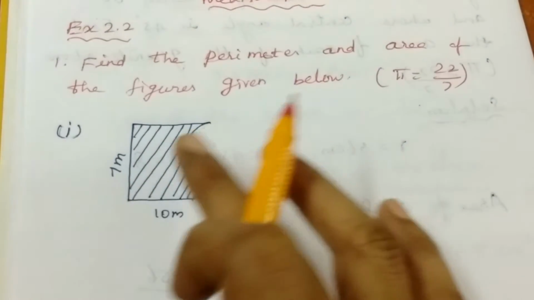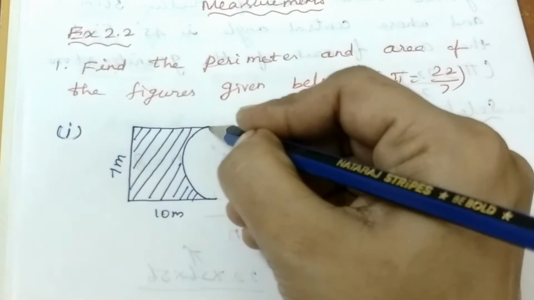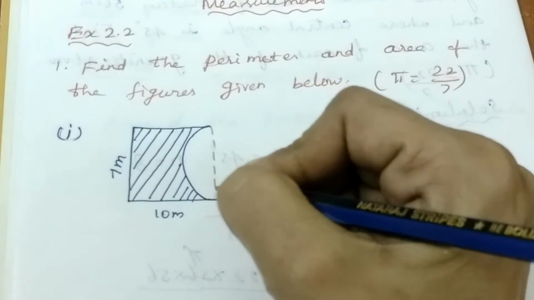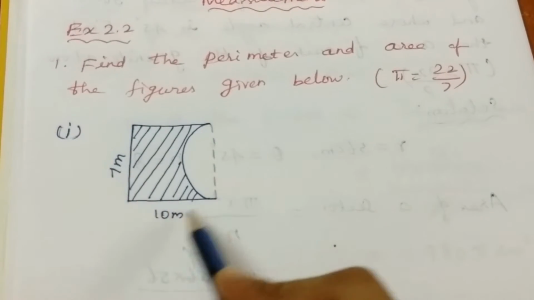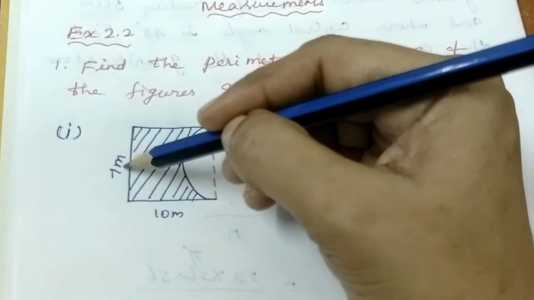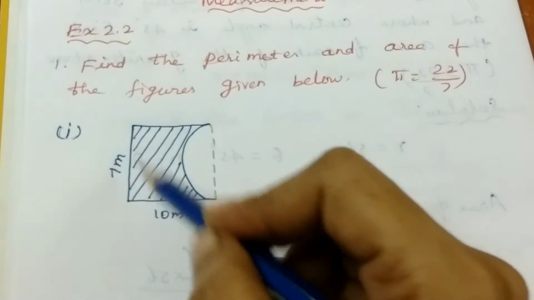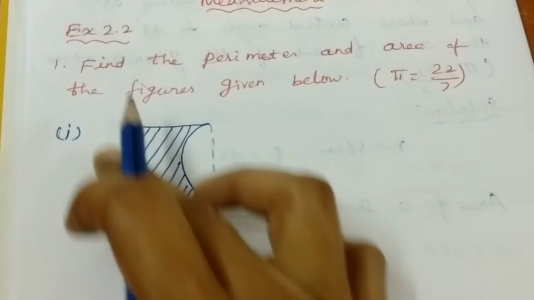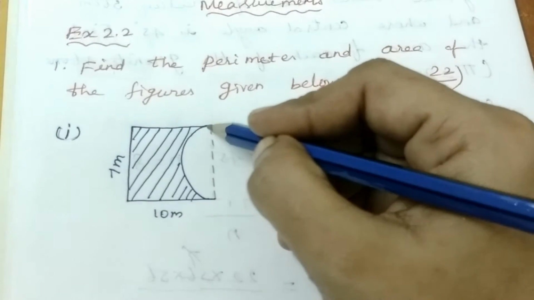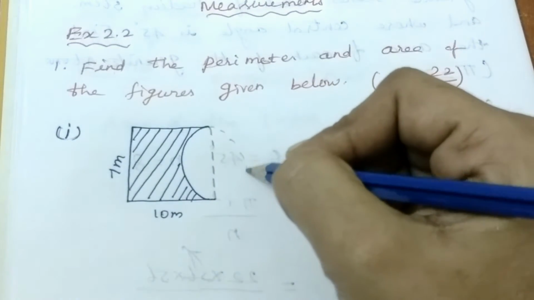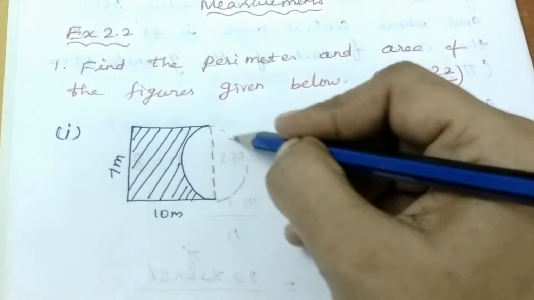In this shape we are having two shapes. If we close this portion, it will be a rectangle because this length is 10 meter and this side is 7 meter. So if we close this diagram, we will get a rectangle. So this is one rectangle, and then we have to close this circle also. So if we draw like this, it will become a circle.